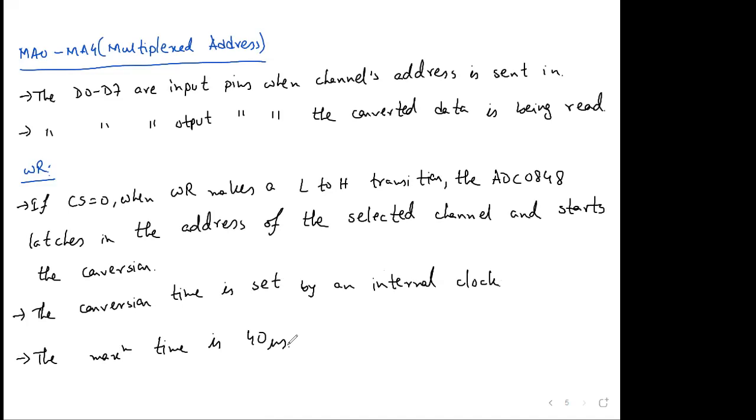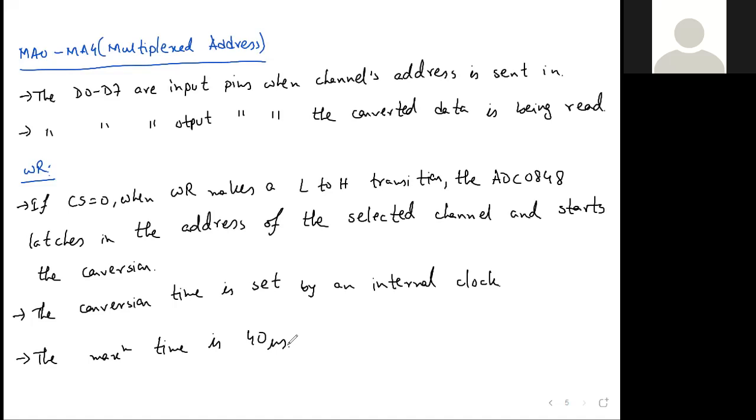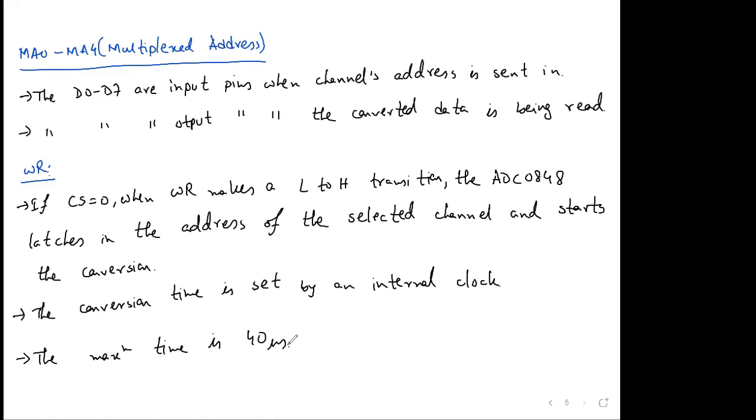Okay, so the next pins are MA0 to MA4. I have told you to see the figure. So if you have opened the figure, you can correlate. Otherwise, just hear me out and correlate later on. Among the 8 pins DB0 to DB7, the first 5 pins, that is DB0 to DB4, are also known as MA0 to MA4. These are the 5 pins which are used to specify the channel's address.